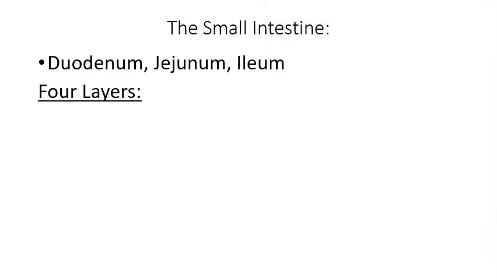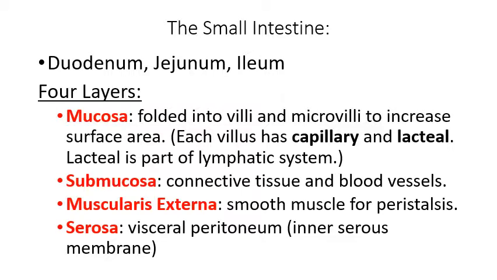All right, let's look at the small intestine from the inside out. There are 4 layers of it. The layer that's facing the food, the innermost layer that's lining the lumen, is a mucosal membrane. It's columnar epithelium that has some goblet cells to produce mucus. The mucosa that lines the lumen of the small intestine is folded into villi. And then the individual cells that make up the villi are folded into microvilli to increase the surface area.